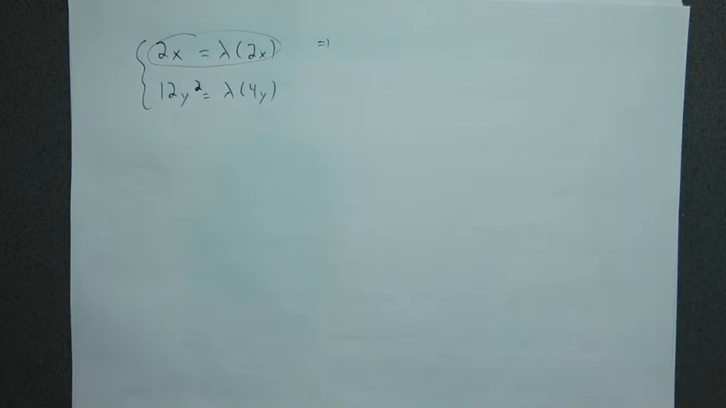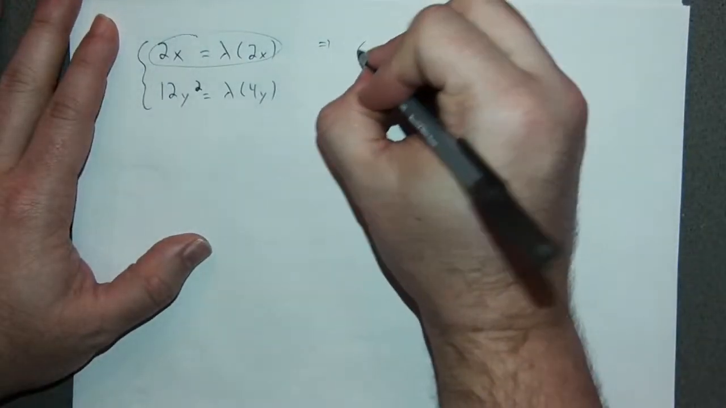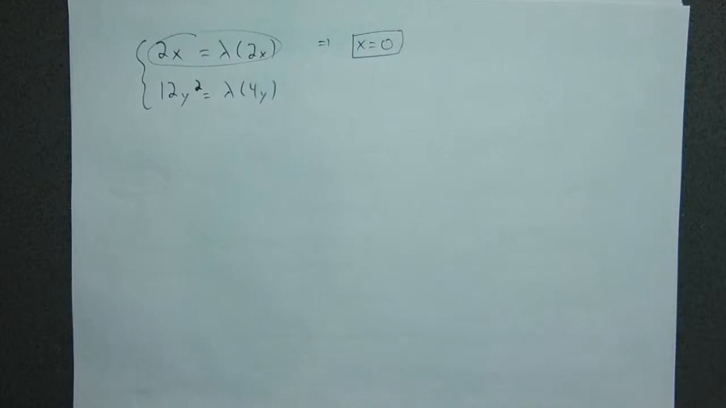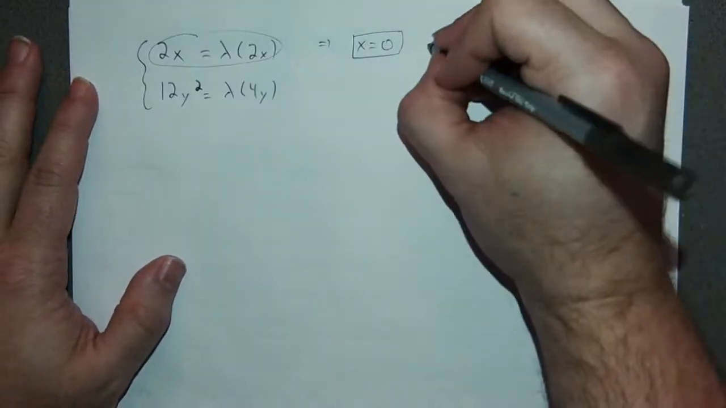If x is equal to 0, it doesn't matter what lambda is, right? Then I get equality there. All right, so what does this mean? This means that x is equal to 0. That's a possibility. But what if x is not equal to 0?